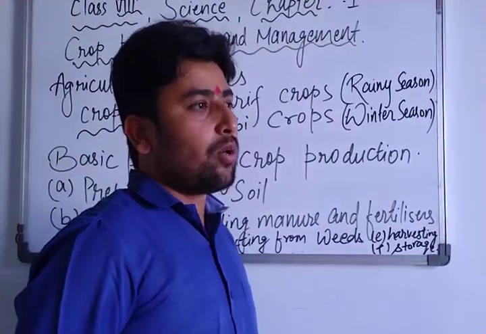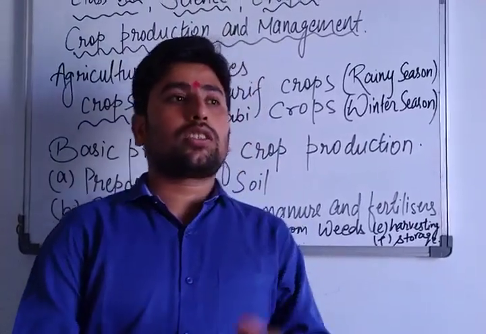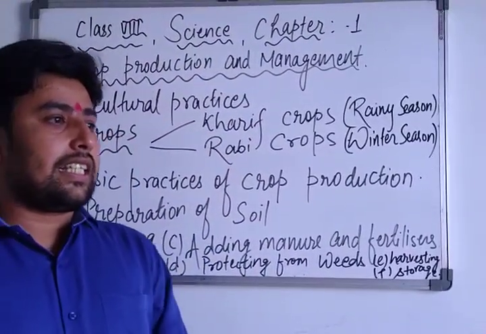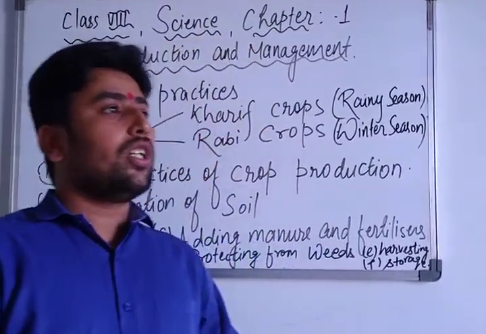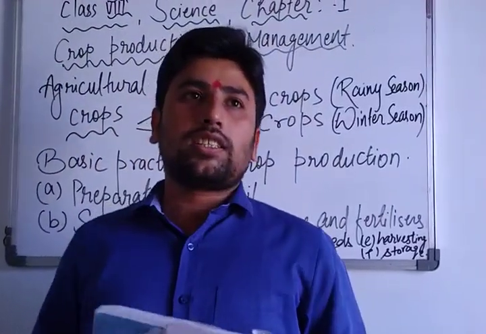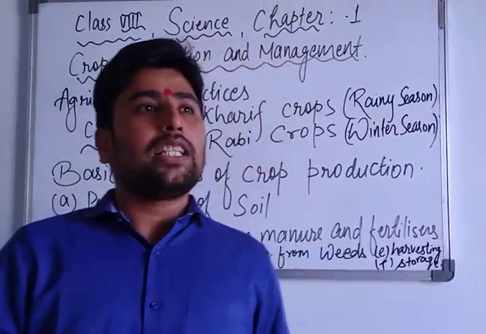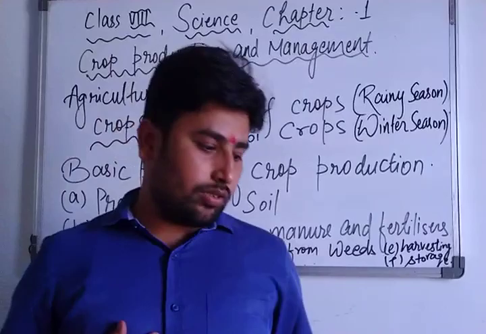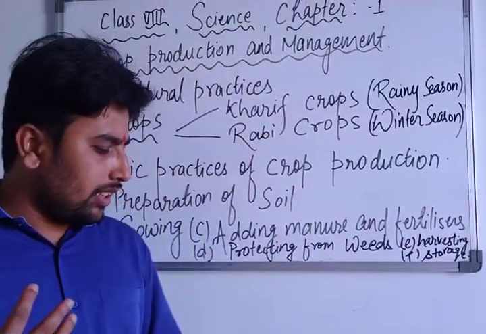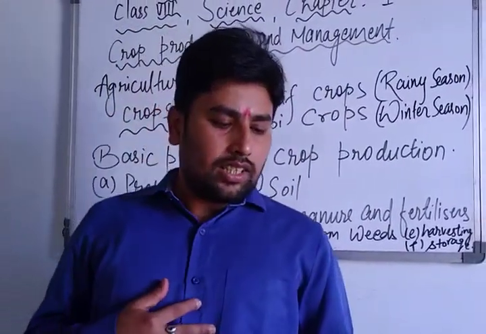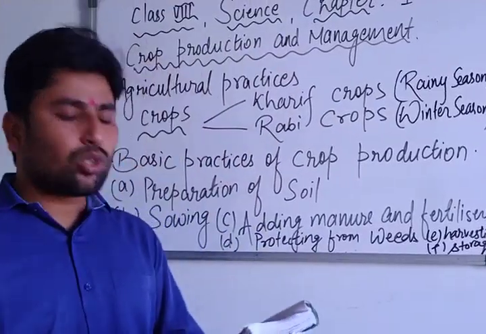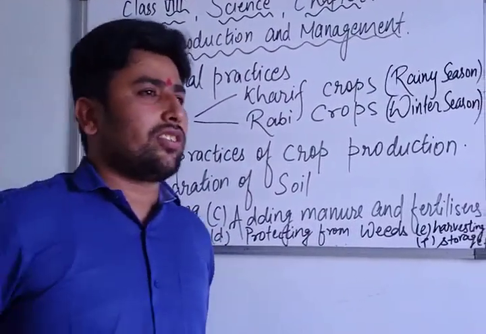You may have heard about the khurpi. You can understand that it is an instrument which farmers use in a small piece of land to do agriculture. So here there are some instruments like khurpi, sickle, shovel and plow by which agriculture is done.